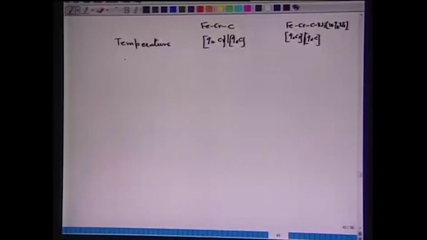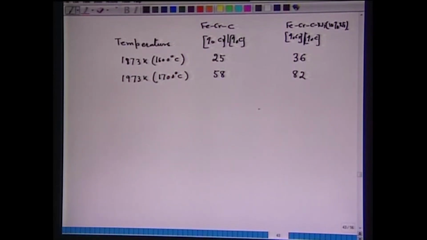Suppose I take temperature 1873 Kelvin, which is 1600 degrees Celsius. I substitute that value and put PCO equal to 1 atmosphere, then I calculate this ratio as 25 and here this ratio is 36. If I take now a temperature of 1973 Kelvin, which is 1700 degrees Celsius, then the ratio is 58 for iron, chromium, carbon melt and 82 for iron, chromium, carbon and nickel melt.